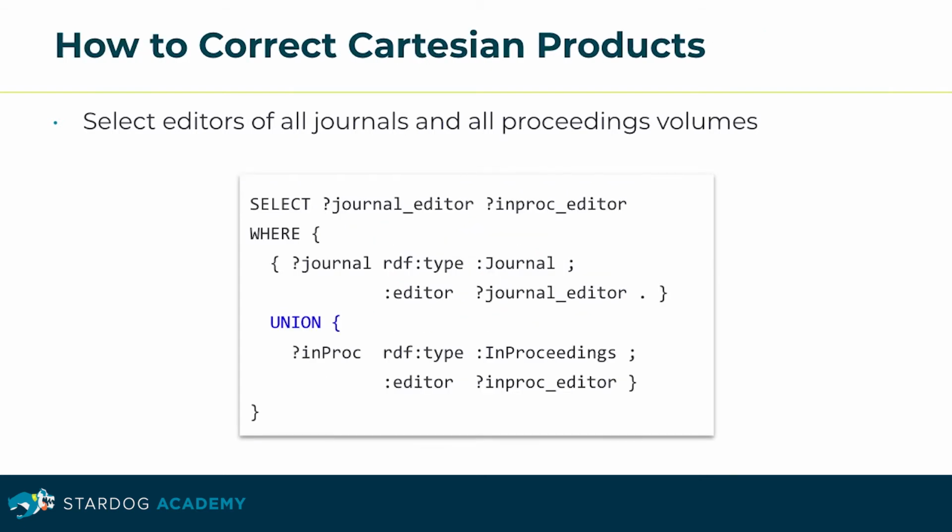All right, so how do we fix a Cartesian product query where we want to select editors of all journals and all preceding volumes? Well, we could do a straightforward union of these. We knew that in this case, the editors, in fact, were not disjoint. We could also provide a natural join by updating the variables. And this query will now run appropriately.